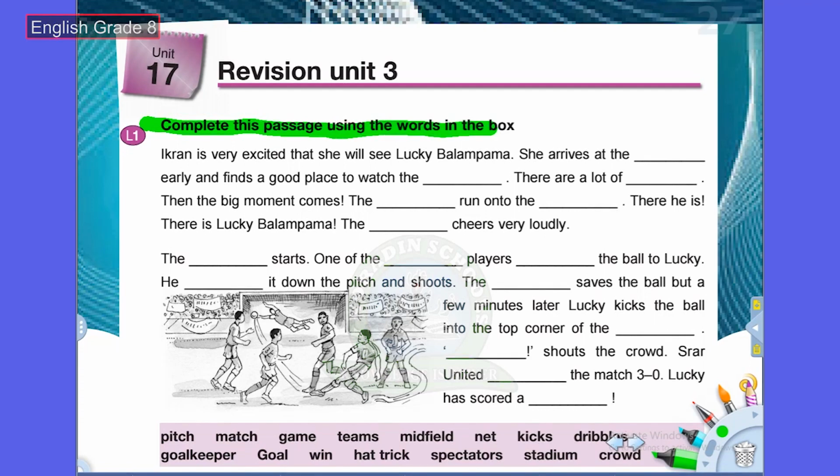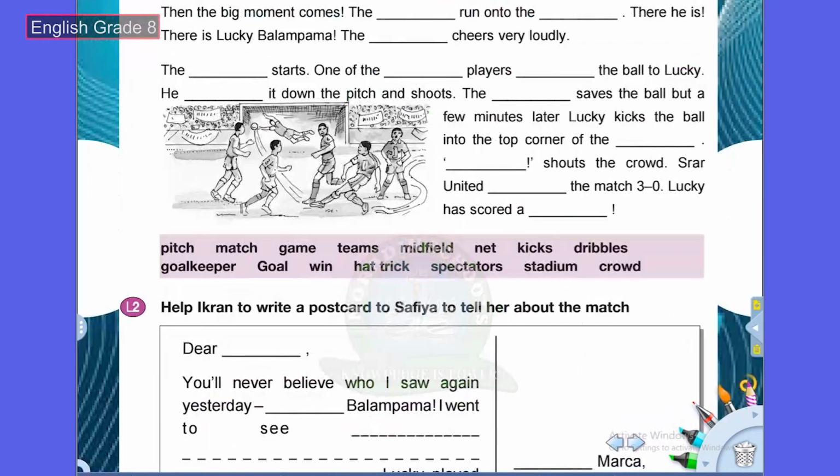Okay, this unit is about activities. The first activity is: complete this passage using the words in the box. Students, here we have a broken passage. Use these words in order to fill in the blank spaces. Use the words that I have highlighted to fill in the blank spaces.